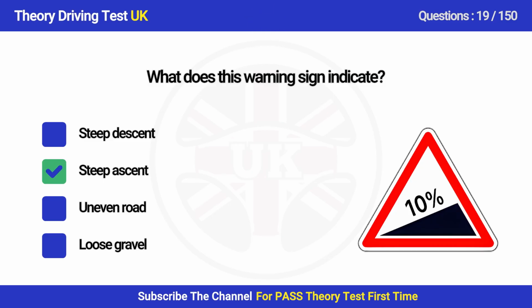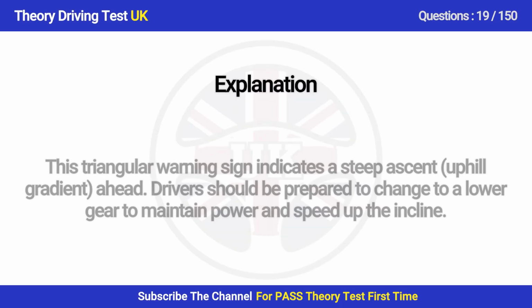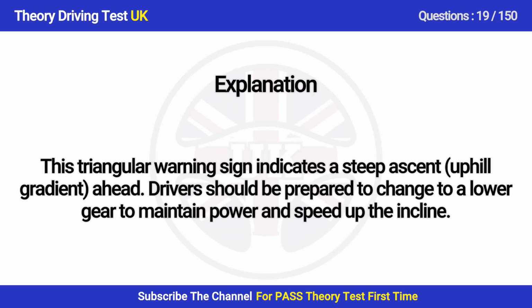Answer is B. Steep ascent. This triangular warning sign indicates a steep ascent, an uphill gradient ahead. Drivers should be prepared to change to a lower gear to maintain power and speed up the incline.